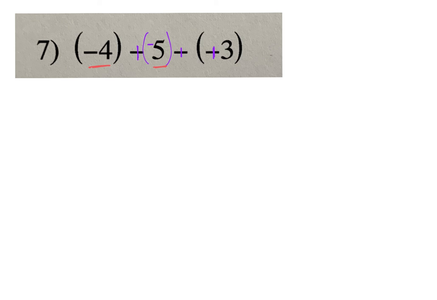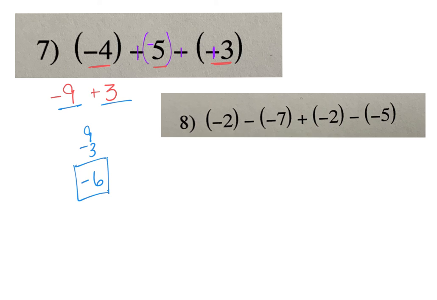-4 plus -5, same sign, because I'm combining those. And then I have a +3. And then I can use my rule. Different signs, so I'm going to subtract. And then I'm going to go back and see which one was bigger. My negative was bigger, so my final answer is -6.